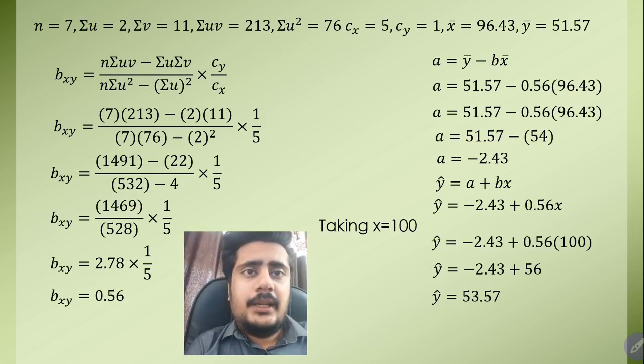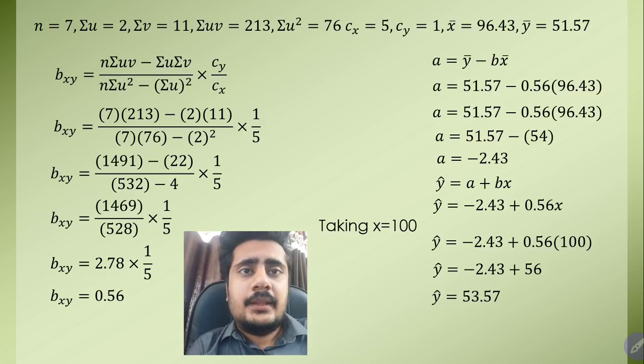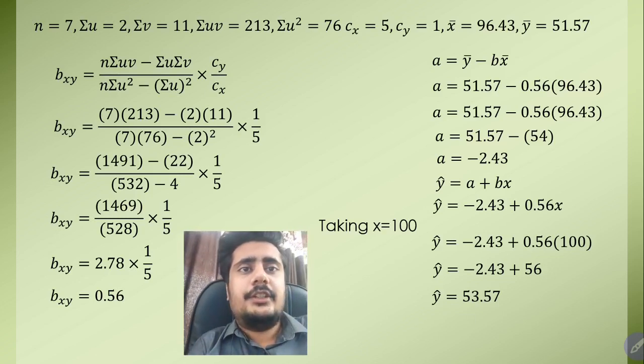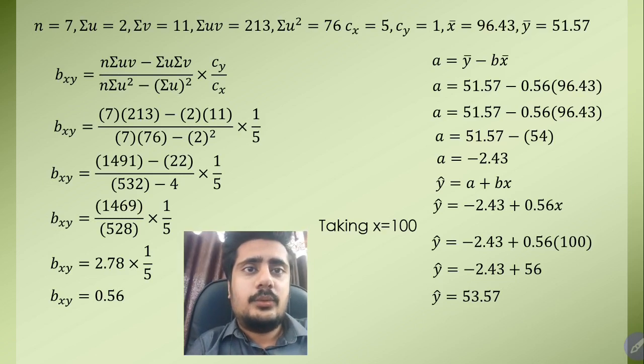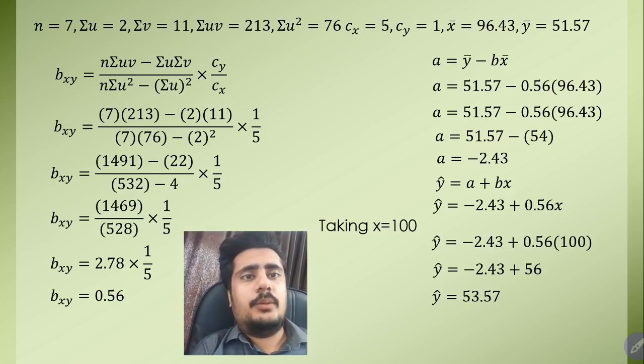Then if you multiply 213 into 7, it's 1491 minus. If you multiply 11 into 2, it's 22 upon 7 into 76 is 532. Square of 2 is 4. So 1491 minus 22, that is 1469 upon 528 into 1 by 5. 2.78 into 1 by 5 is 0.56.